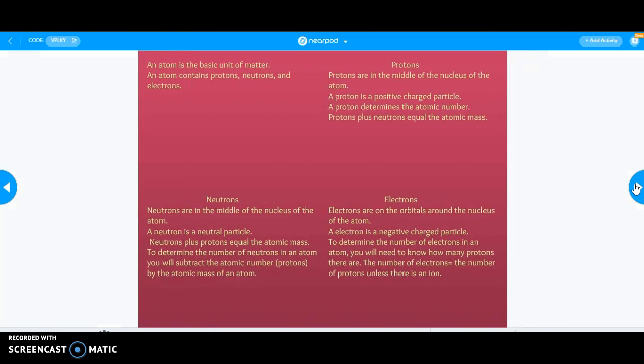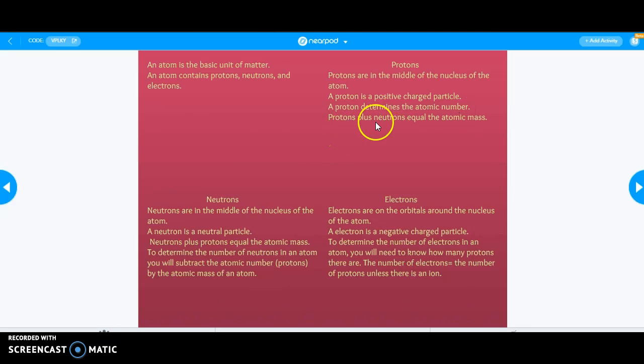Now, before we begin on the PhET simulation, I would like to go over some basic information that we need to know. An atom is the basic unit of matter. An atom contains protons, neutrons, and electrons. Protons are in the middle, the nucleus of the atom. A proton is a positively charged particle. A proton determines the atomic number.